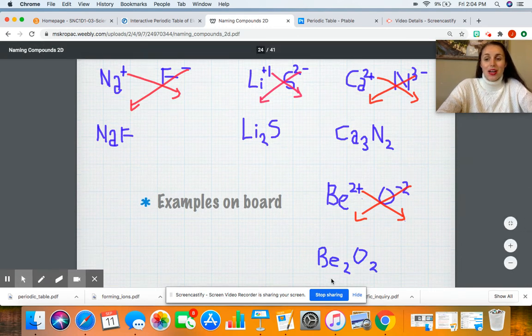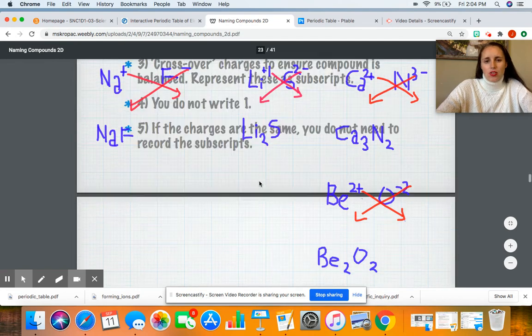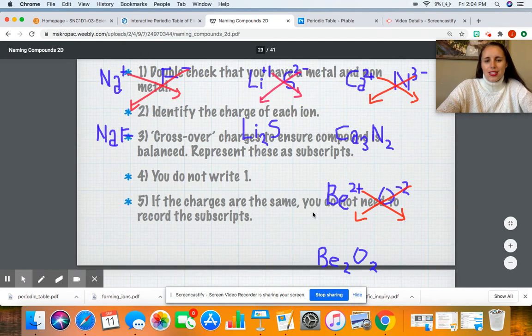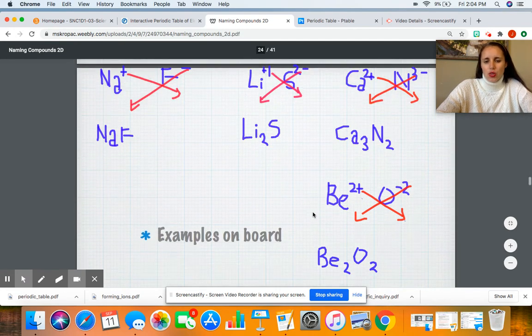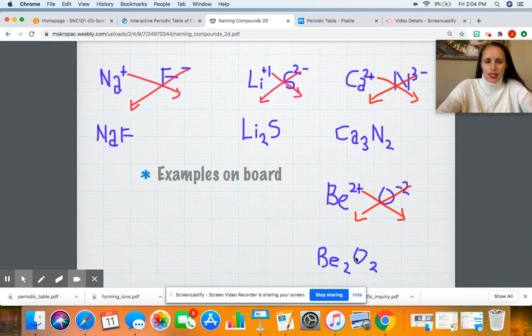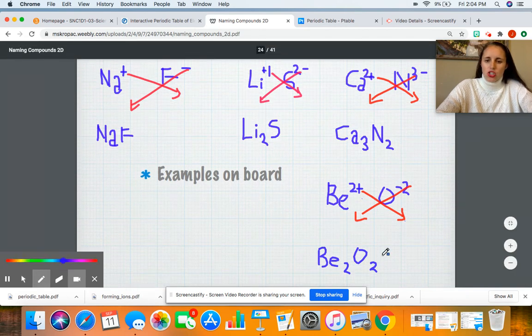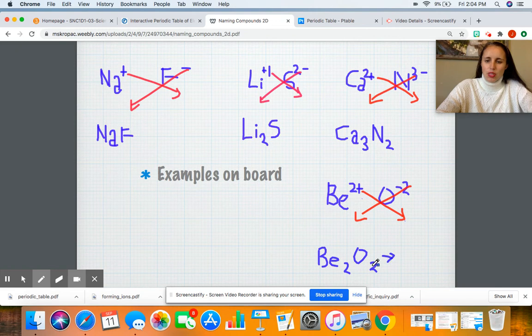Just a reminder of that last rule, I'm going to scroll for a second. If the charges are the same, you do not need to record the subscript. So when you see these charges are the same, you actually don't need any subscripts. They're going to cancel each other out. So what that means is we're going to have beryllium oxide.